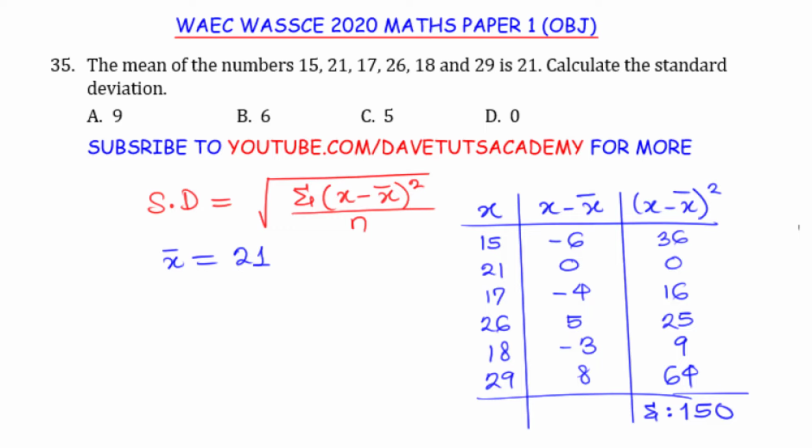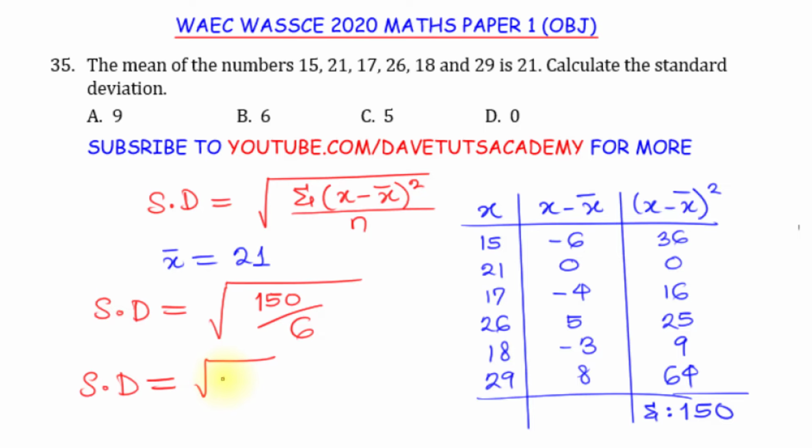So now, you can just go ahead to plug in the values for our standard deviation. That will, in this case, be the square root of the sum of these data entries, that's 150, over the total number of entries, that's n. We have 1, 2, 3, 4, 5, and 6, so over 6. Now, 150 divided by 6 yields 25, and the square root of 25 is going to give us 5. So looking at the options, you can see option C, that is 5, and that is the correct solution to this question.